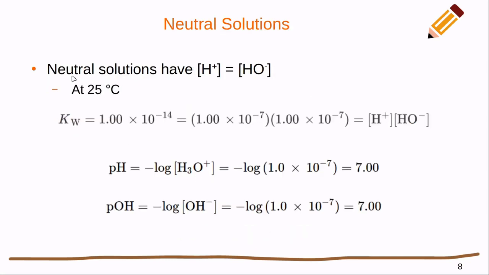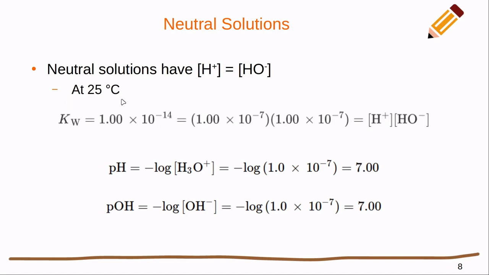So let's talk a little bit about neutral solutions. Neutral solutions, again, these concentrations are equal to one another. But the Kw relationship still has to hold. So if at 25 degrees Kw is equal to this, then that means that these have to be the values of H+ and OH-, because when you take the product of those, you get that. If we take the negative log of these, we get 7 for each of them, and that's where we get the idea that a neutral solution has a pH of 7.